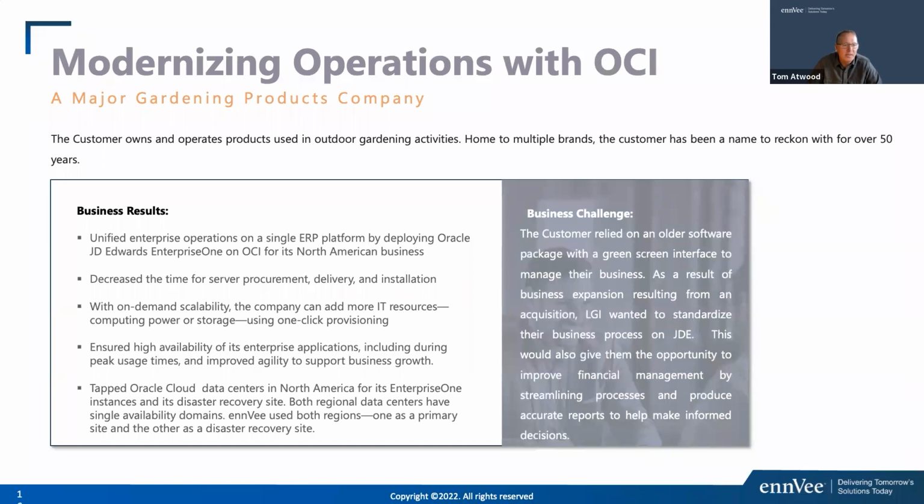They built in, as part of their solution, high availability and disaster recovery. So in this case, they actually had data centers in North America for the E1 instances and their DR site. They took advantage of regional data centers with single availability domains, and they have a primary site and a disaster recovery site. So they have some flexibility there as far as failovers and redundancy.